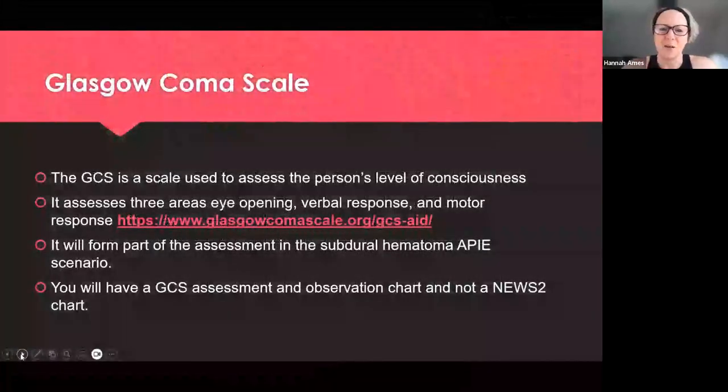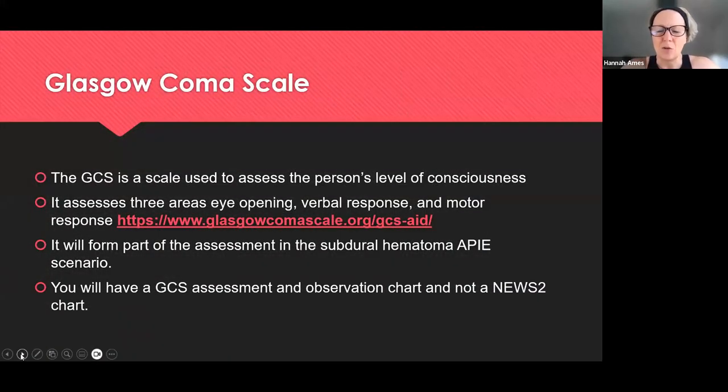Okay, let's start then. The Glasgow Coma Scale is something you are most probably familiar with from your practice as nurses in your home country, and it is a scale used to assess the person's level of consciousness. I was a neurosurgical and critical care nurse for 16, 17 years, so it's a tool that we used lots and lots in our patients in terms of assessing their GCS. It assesses 3 areas of consciousness: eye opening, verbal response and motor response.